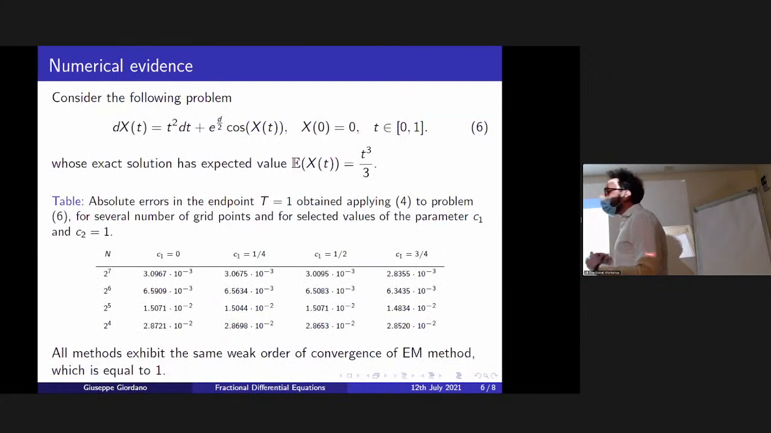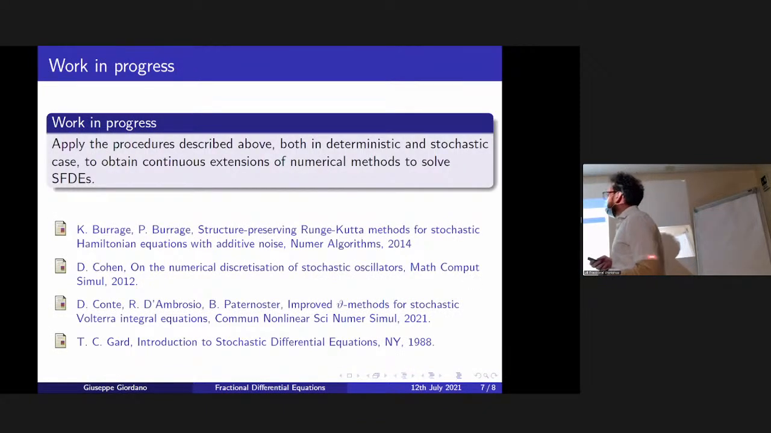From a numerical point of view, we can note that for different values of the collocation parameters C1 and C2, we can obtain different methods to solve stochastic differential equations. All these methods exhibit the same weak order of convergence as the Euler-Maruyama method, which is equal to 1. Our project is based on combining these two procedures described above in order to obtain continuous extensions of numerical methods to solve stochastic fractional differential equations.